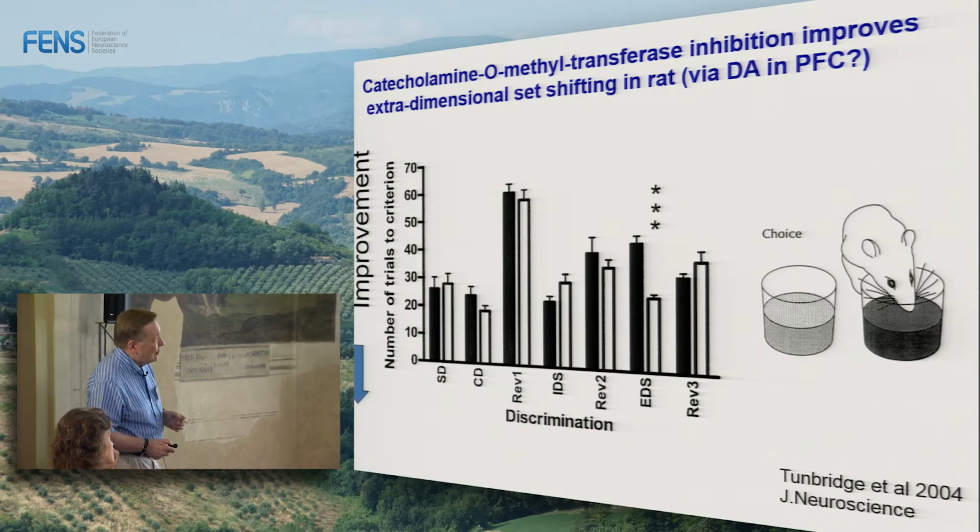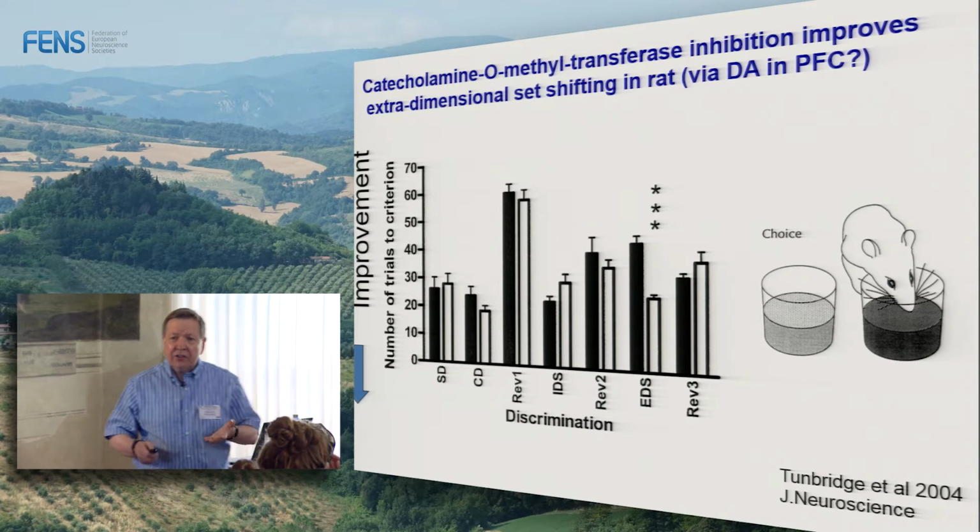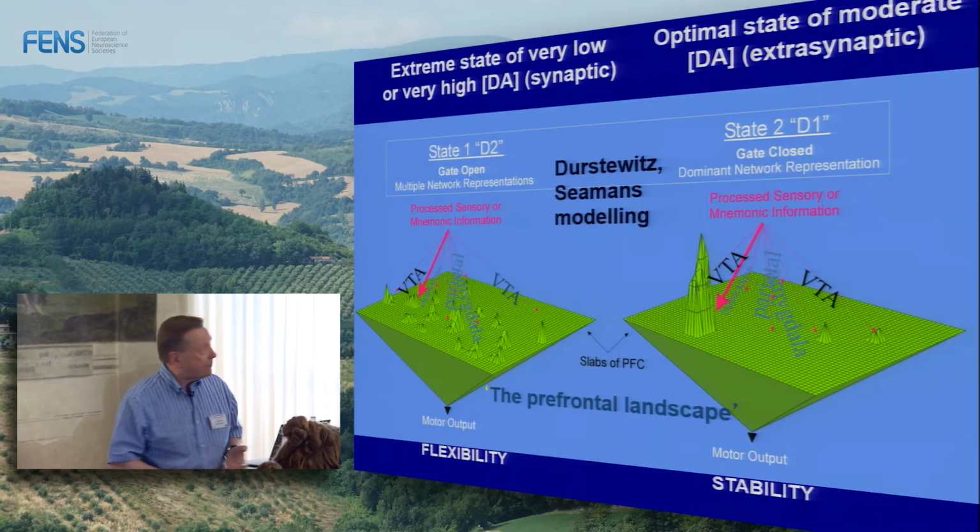And this has been capitalized on in rodents with drugs which block catechol-methyltransferase, and as you see here, improve the ability to shift between smell and touch in this rodent switching paradigm. So again, this is another way of studying the system using genetics.